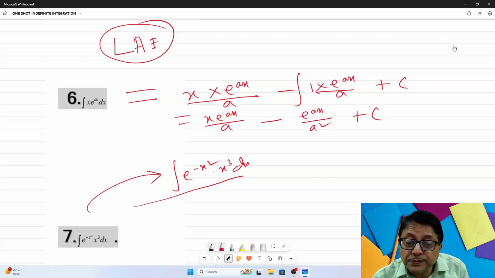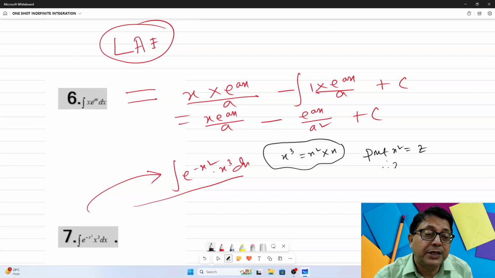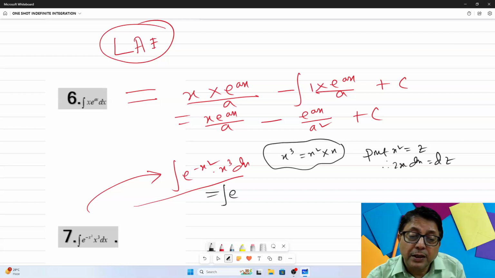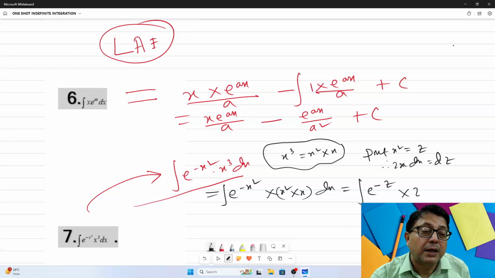Then what substitution? You can see that x cube can be written as x square into x. So when you make a substitution, put x square equal to z. So 2x dx equals dz. You can substitute there. E to the power minus z into z dz by 2.